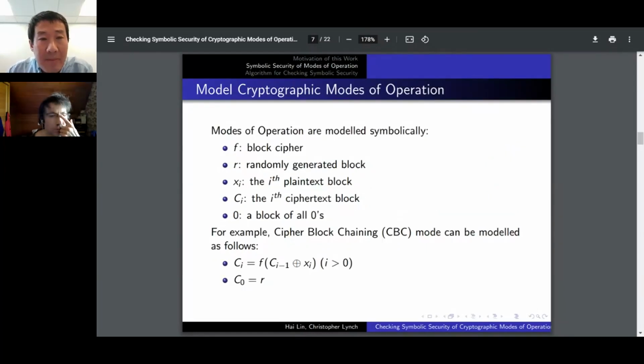So as a first step of checking symbolic security, we should model modes of operation symbolically. So here are the notations that I use. F denotes a block cipher, and R denotes a randomly generated block. Xi denotes the i-th plaintext block, which is a variable, and Ci denotes the i-th ciphertext block, and the 0 denotes a block of all zeros. So using these notations, cipher block chaining can be modeled as Ci is f of C(i-1) XORed with Xi, and C0 is R.